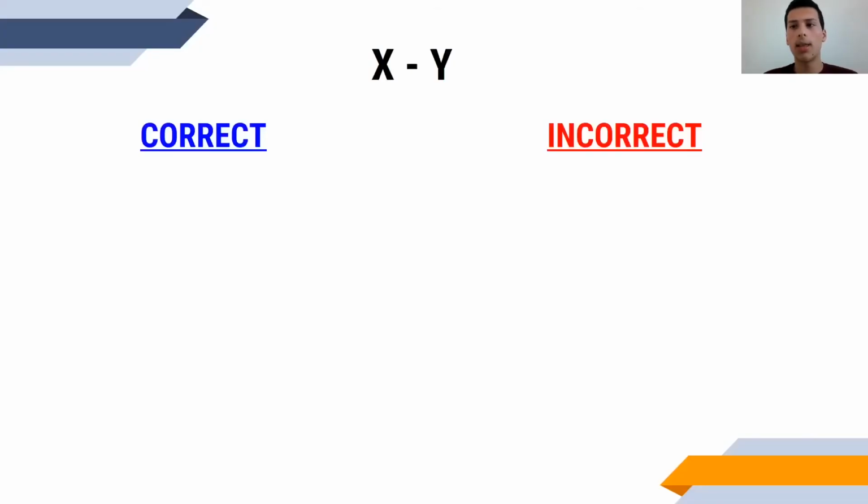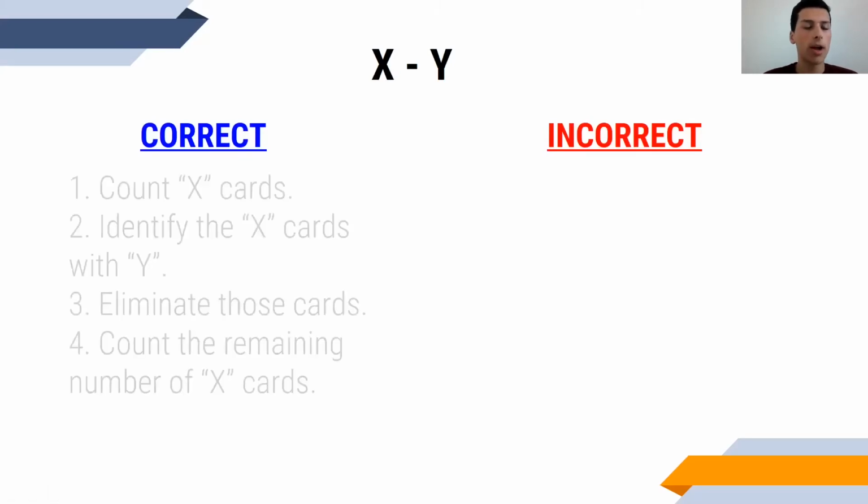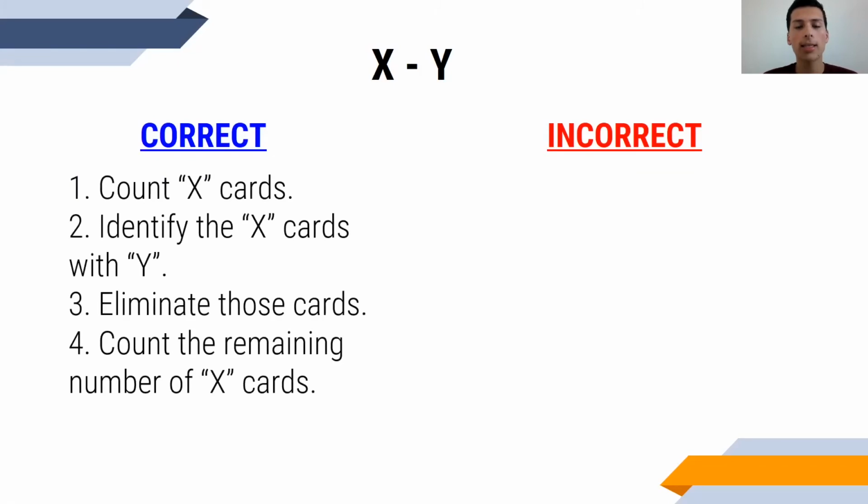Let's detail this in more general steps that I've come up with for subtraction. The correct method, if we had x minus y, which you could apply to any subtraction in onsets, you would just replace x and y with your phrases. You would count the x cards as your first step. Then you would identify the x cards with y, and then eliminate those cards. Finally, you would count the remaining number of x cards.